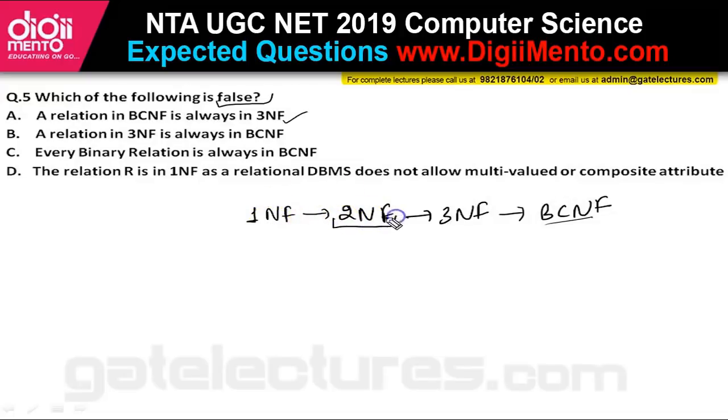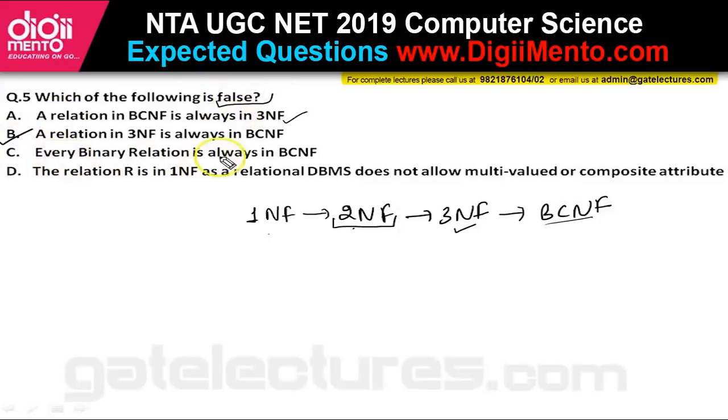If some table is in 2NF, then it will be in 1NF, but it may or may not be in 3NF. So the first statement is right. A relation in BCNF is always in 3NF. After satisfying all the properties of 3NF, only then can it be in BCNF. This is a stricter version of 3NF. The next statement says a relation in 3NF is always in BCNF. This is not necessarily true. A relation which is in 3NF may or may not be in BCNF. So this is the option here because we have to pick out the false one.